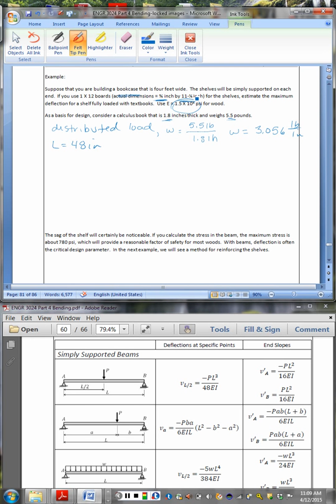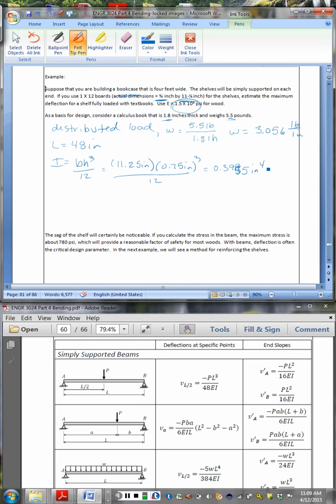And so the other thing that we need, we know we have E. The other part of our bending stiffness, EI, is the moment of inertia. Rectangular section, bh cubed over 12. Our base is the 11 1/4. The height is the 3/4 of an inch. You cube that, divided by 12, and that ends up with 0.395 inches to the fourth.